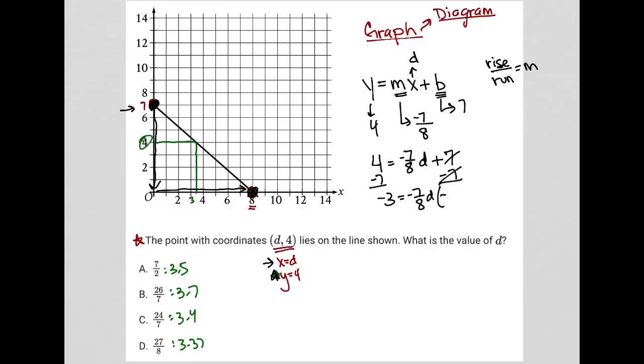I can multiply by negative 8/7, the reciprocal of negative 7/8, so that these cancel each other out. And then on this side I have 24 over 7. 24 over 7 is equal to d. So I find my exact value for d, and therefore now I know for sure that choice C is the correct answer.